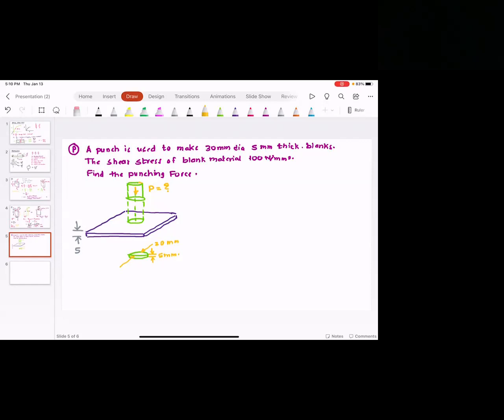How do we find out the amount of force that is needed to create this blank? Shear stress multiplied by area. Very good. But now my question to you is, what is the area? The cylindrical edge of where the blank is being removed. Correct.